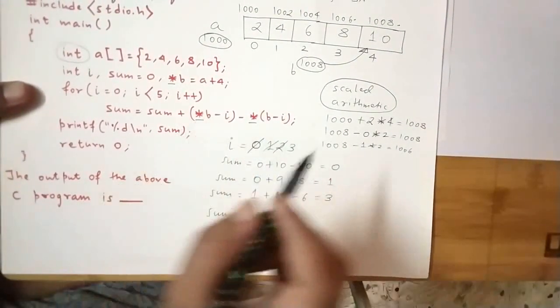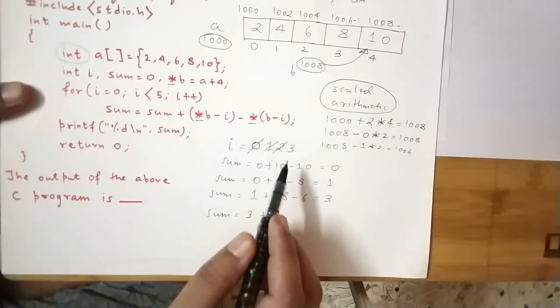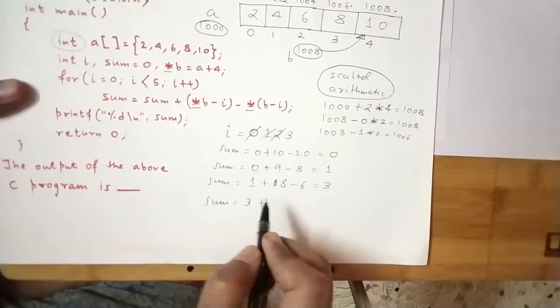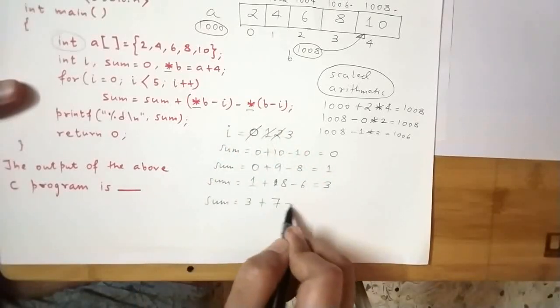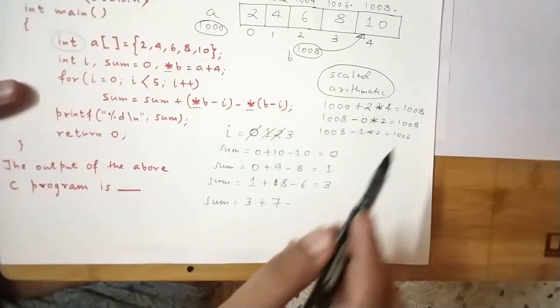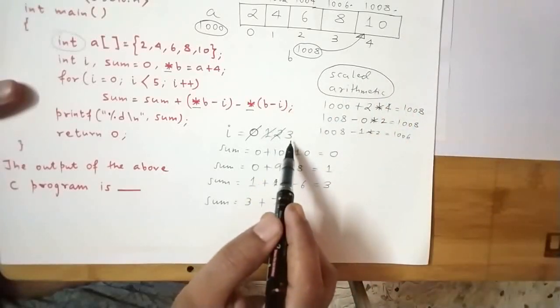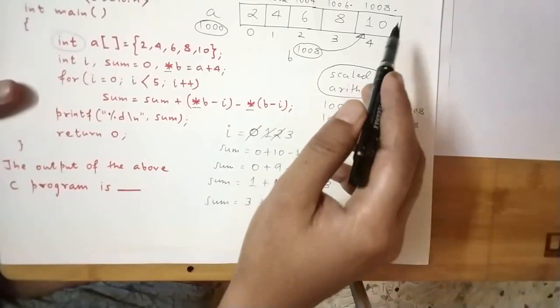I'll do star b. Star b again will give me 10. And the value of I is currently how much? The value of I currently is 3. So 10 minus 3 will give me a value of 7 minus star of b minus I. B is 1008. 1008 minus the value of I, which is 3, that means 3 into 2, which is 6. So 1008 minus 6 will give me 1002.